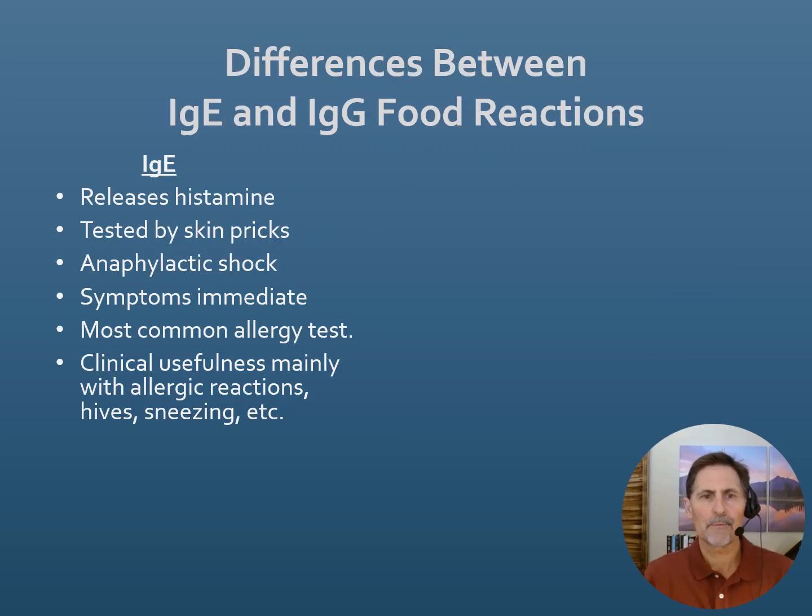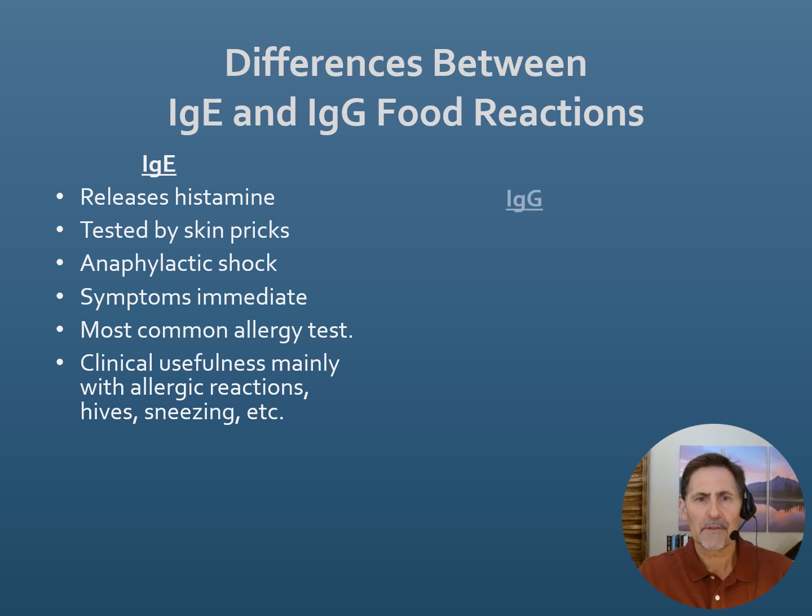When we think about differences between IgG and IgE food reactions, IgE is what releases histamine. This is what's most commonly linked to people tested with skin prick, for example, for allergies. It can cause anaphylactic reactions, and symptoms are generally immediate. So it has most clinical usefulness for true allergy: hives, sneezing, rash, for example.